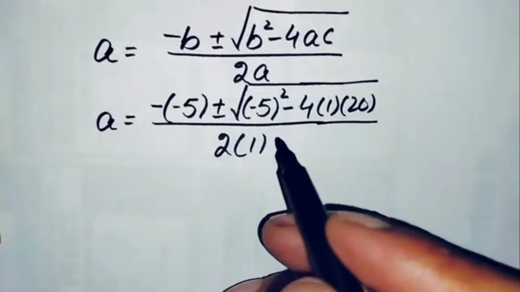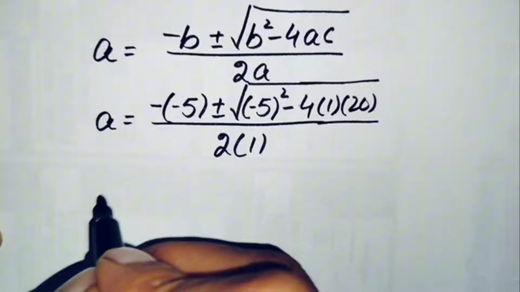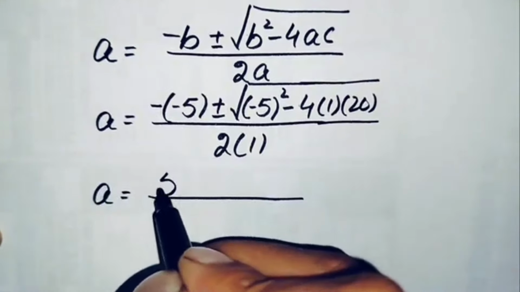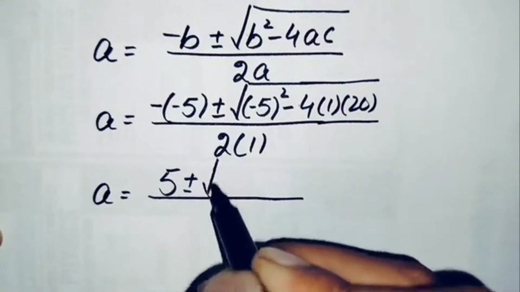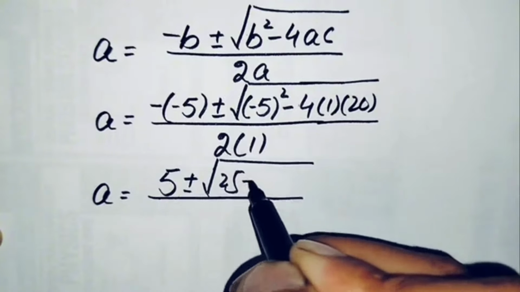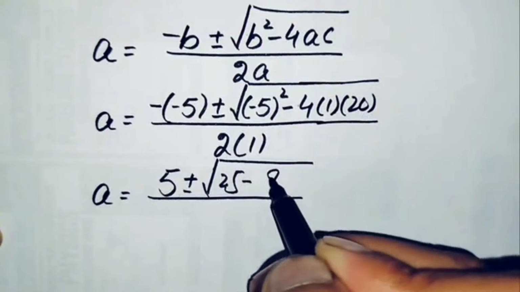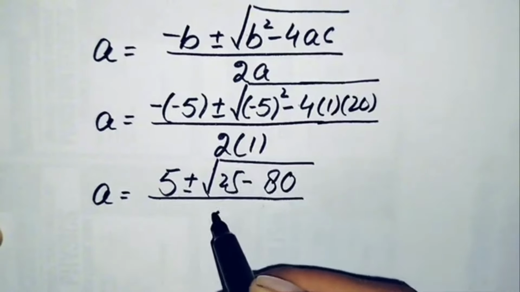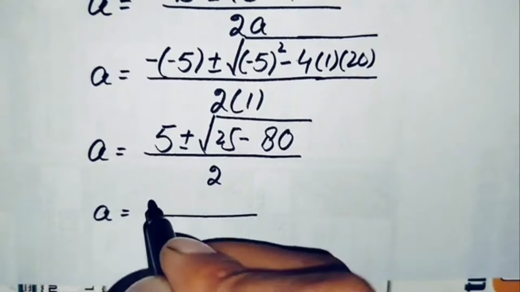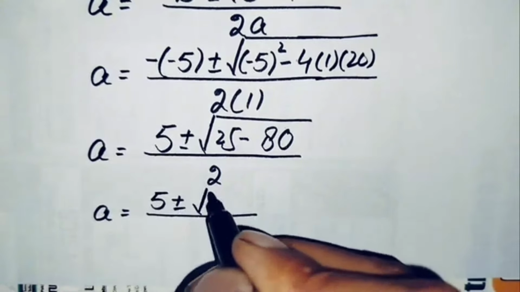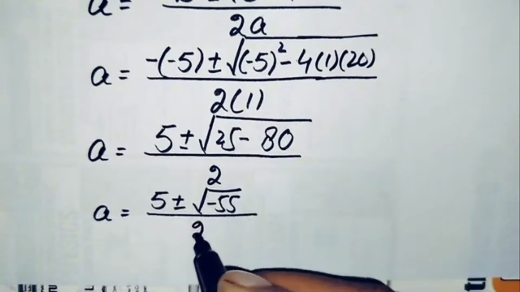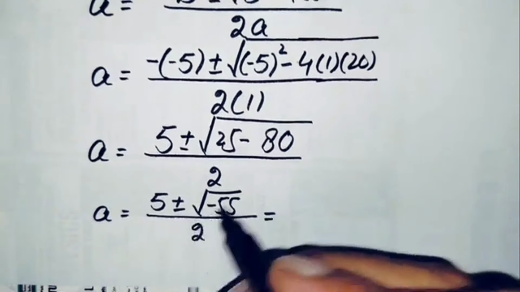So let's simplify this right hand side. So this equation will become a is equal to negative times negative is positive, so it will become positive 5 plus minus square root of, now minus 5 square is positive 25, minus 4 times 1 is 4, 4 times 20 is 80, divided by 2 times 1 is 2. So let's further simplify this equation. So a is equal to 5 plus minus square root of 25 minus 80 gives minus 55, divided by 2.